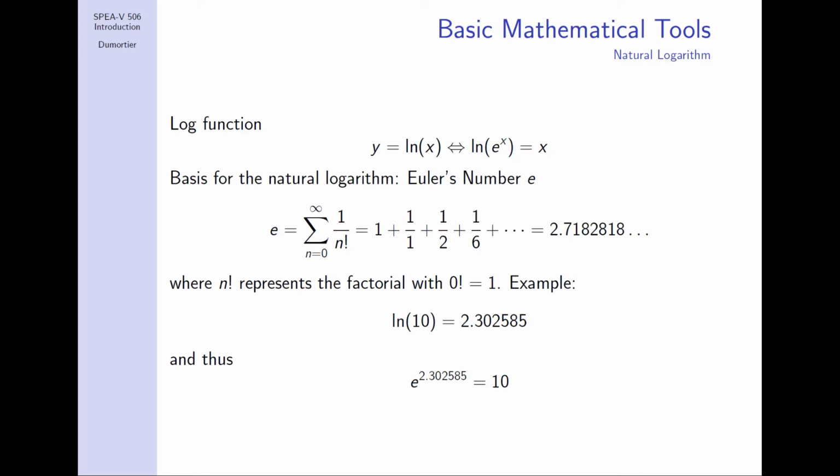The natural logarithm is based on Euler's number. Euler's number is denoted with e. Think about Euler's number as a constant very similar to the number pi. e is defined using the factorial and also the summation operator. Note that 0 factorial is equal to 1. This is a universal definition.